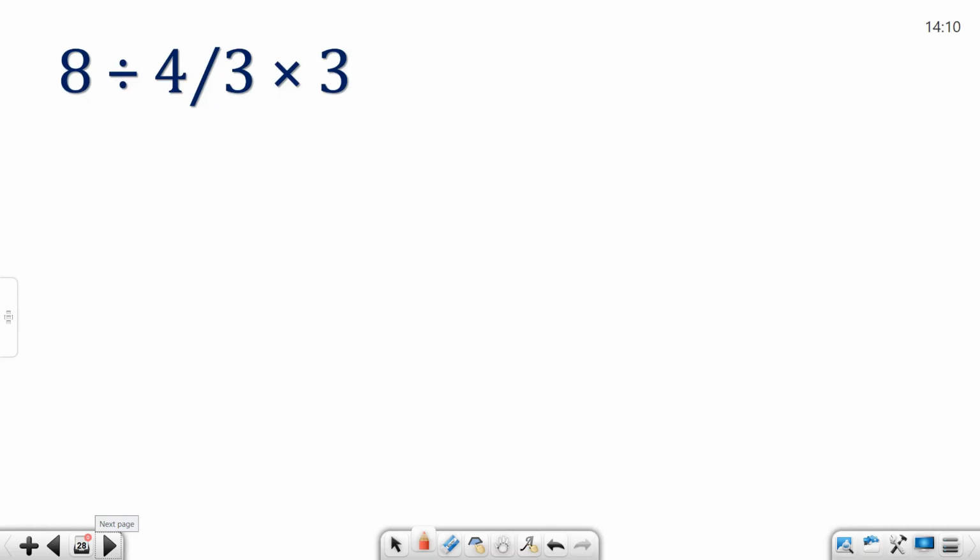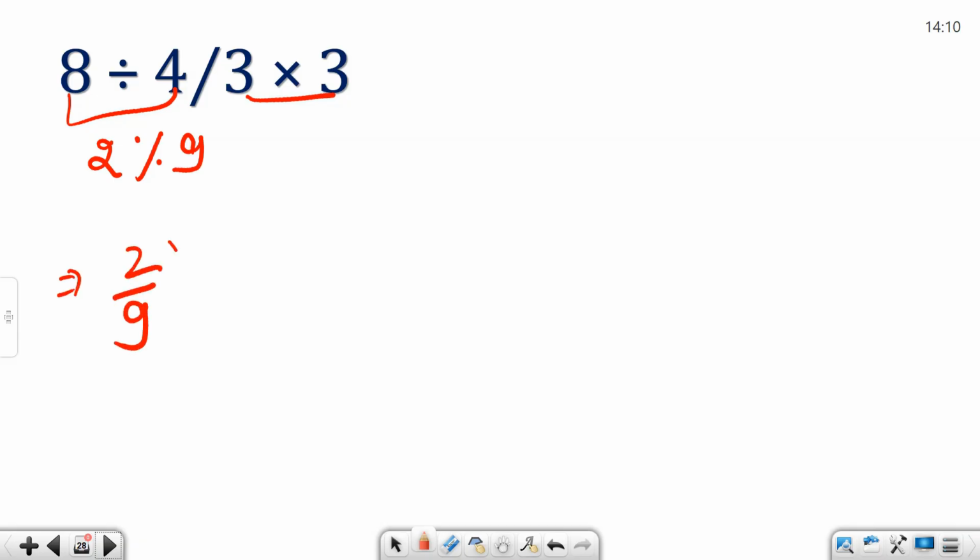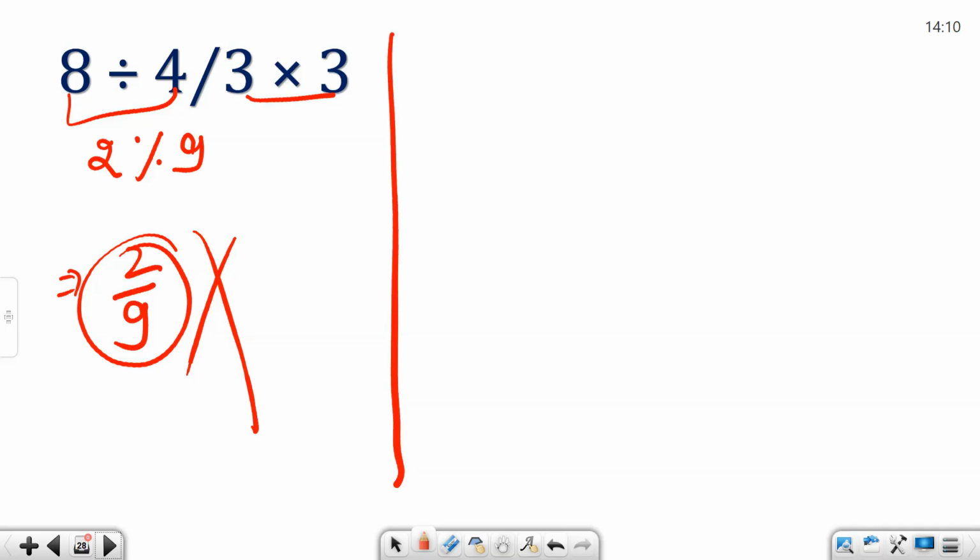Today's question is: A divided by 4 by 3 times 3. So 3 into 3 is 9. That becomes 2 divided by 9. First, let's rewrite the question like this: A divided by 4 by 3 into 3.